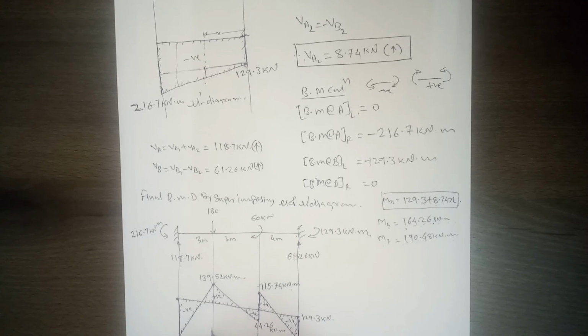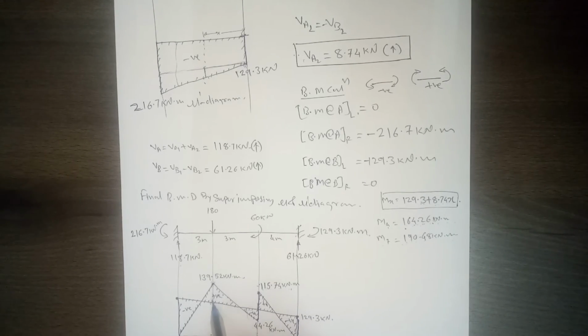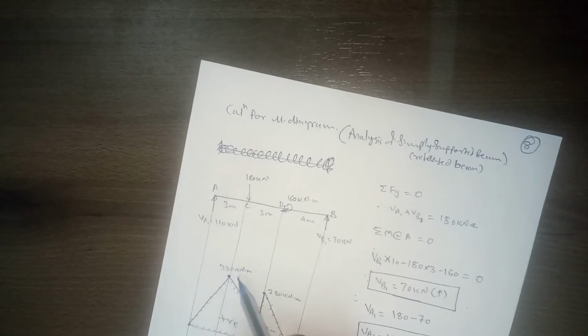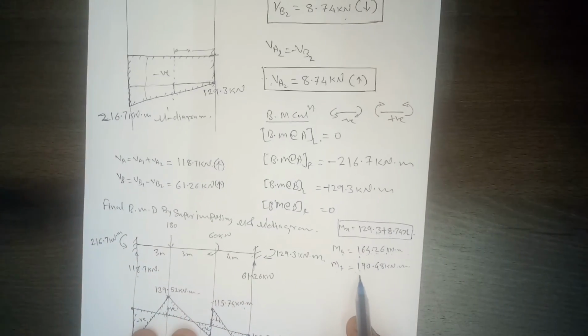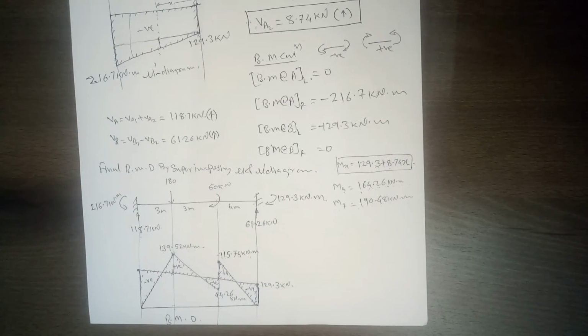Similarly, this height we can calculate, because if you remember, the Mu diagram is positive and the Mu dash diagram is negative. So this negative will cancel out the positive effect, and finally this much will be the remaining bending moment value. This height is 330 minus this 190.48, so the remaining value is 139.52 kilonewton meter. So that's how you can solve the problem.